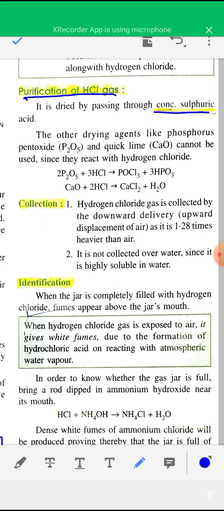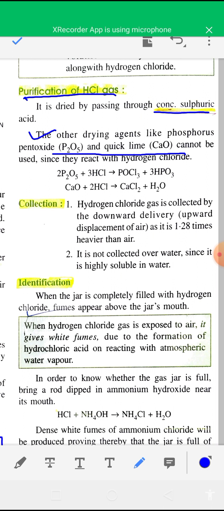You have to remember the name of the drying agent. Other drying agents like phosphorus pentoxide and quicklime, that is P2O5 and CaO, cannot be used. This is because hydrogen chloride will react with phosphorus pentoxide and calcium oxide. That is why you cannot use them for drying hydrogen chloride.